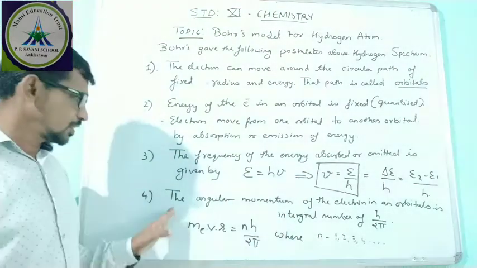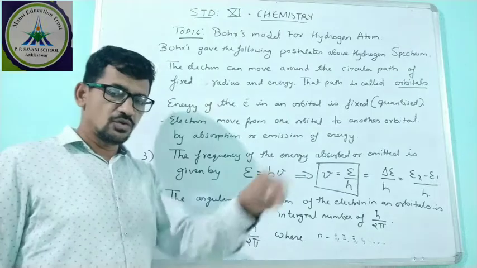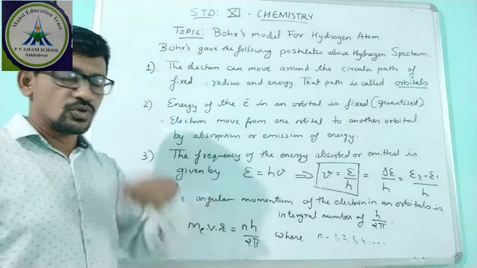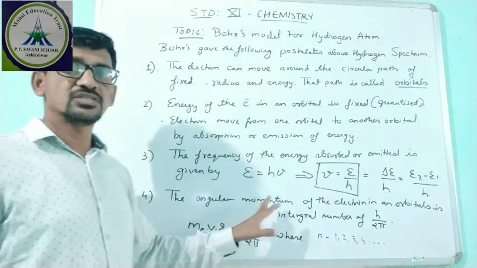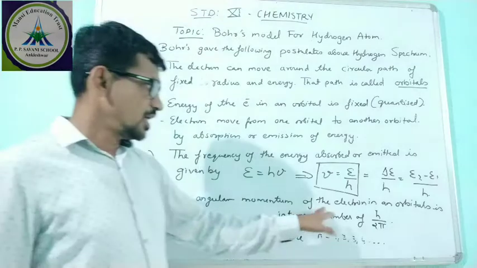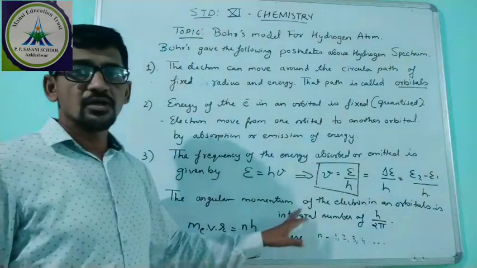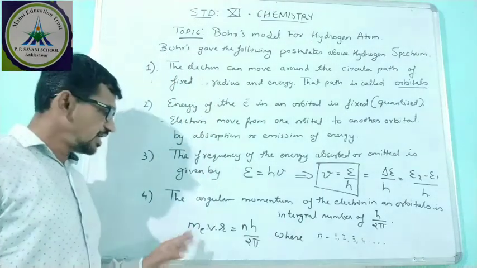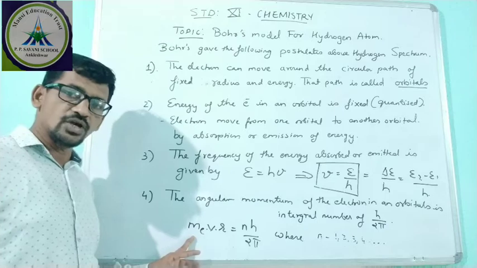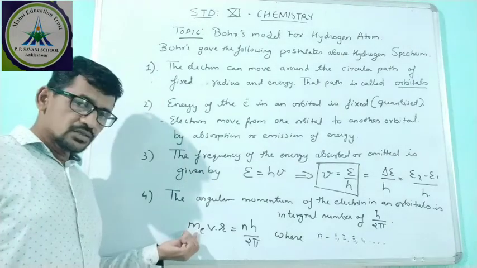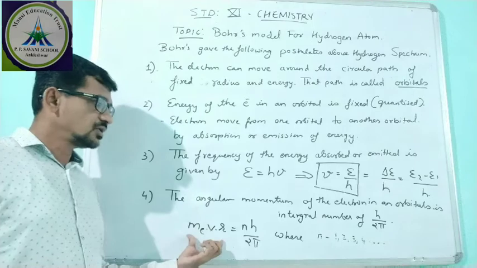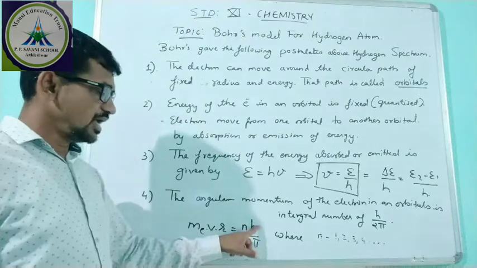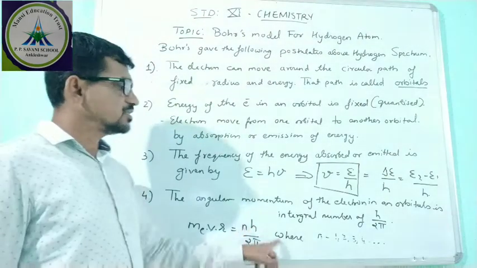Postulate number 4, the angular momentum. The electron is revolving around the nucleus in an orbit, so that rotation gives the angular momentum. Angular momentum of an electron in an orbit is an integral multiple of h upon 2 pi. Here m e is the mass of the electron. Mass into velocity into radius is nothing but the angular momentum. So angular momentum is equal to nh upon 2 pi, where n is an integer.